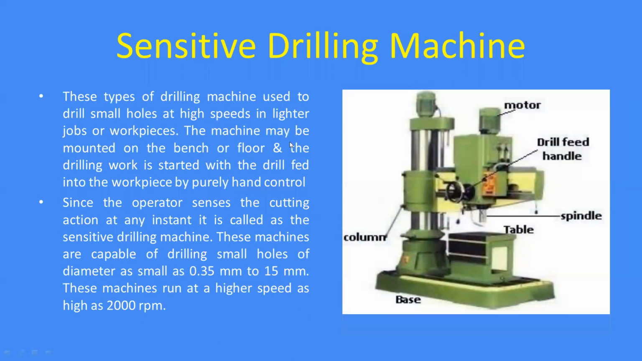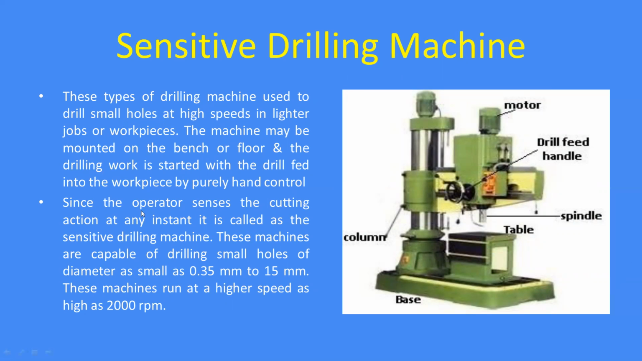Next one is the sensitive drilling machine. You can see this is one of the sensitive drilling machines. Why are these sensitive drilling machines used? These types of drilling machines are used for drilling small holes at higher speeds in lighter jobs or workpieces. You just simply need to know where it is used. These are generally used for drilling small holes.